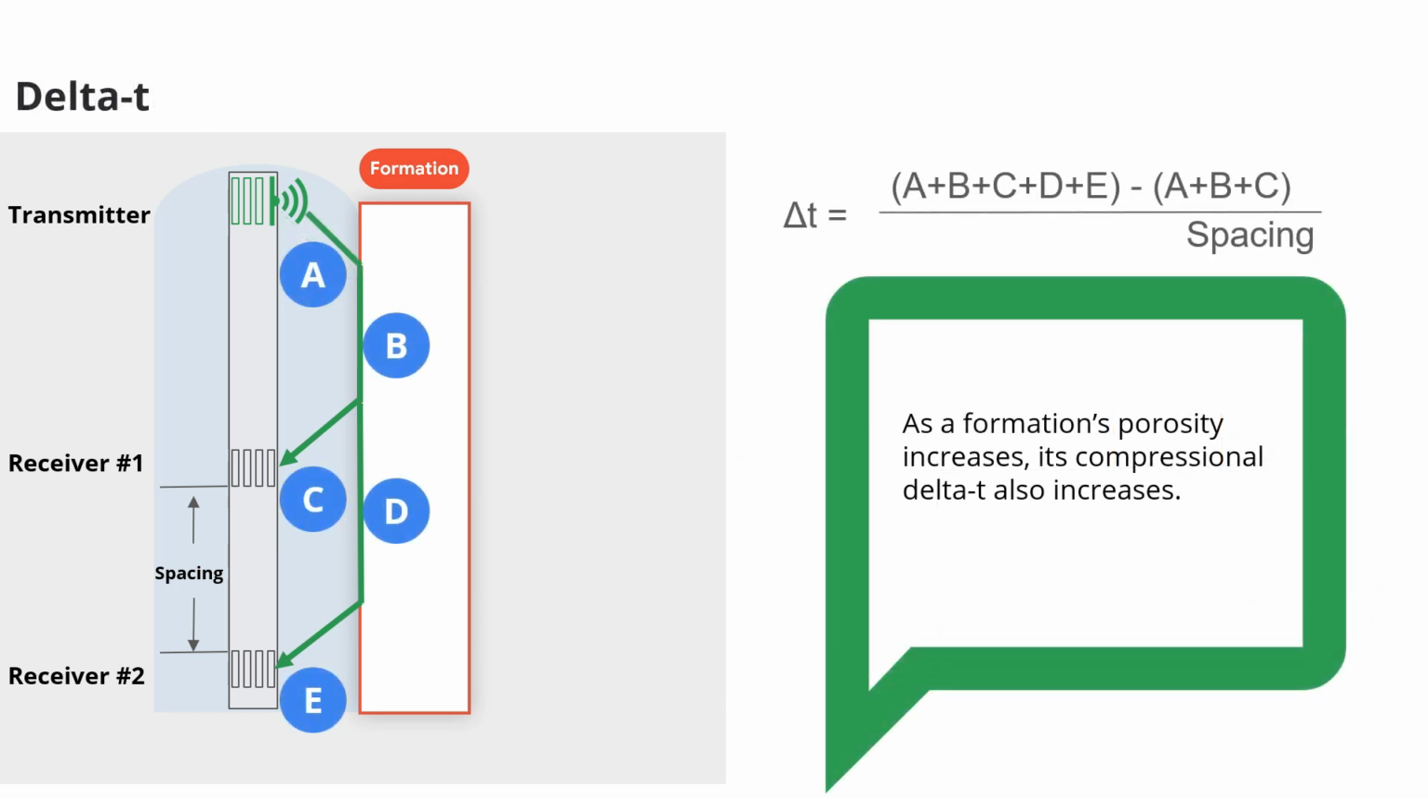Delta T is the time required for sound to travel through a 1 foot interval of formation, usually expressed in microseconds per foot. To compute its value, we consider different vectors representing the way sound travels from the transmitter until it reaches at least 2 receivers. Then we divide by the distance between receivers, as shown in the formula.